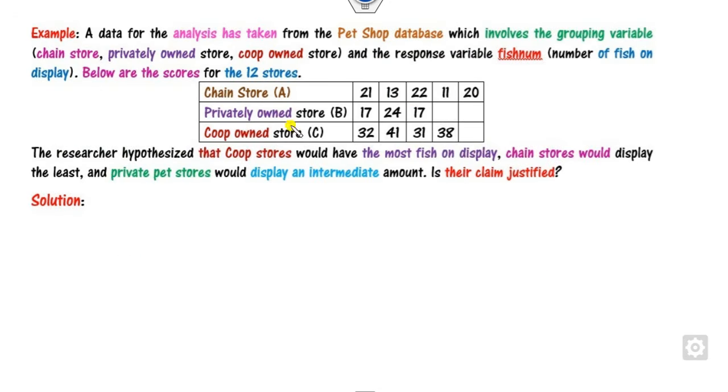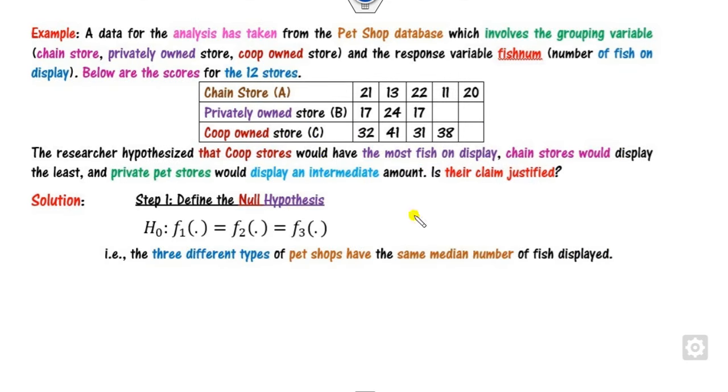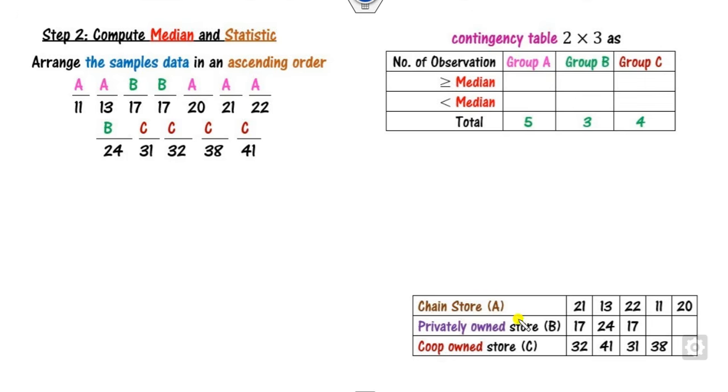Look at another one. You can see there are 3 different samples, and your target is to check whether the claim is justifiable. The claim is that the Coop store, that is C, has the most fish chain, as shown here. Here there are 3 stores, so we can write them as F1, F2 and F3. Based on this, our target is to construct this. Now it's a 2 cross 3. We can arrange them in ascending order.